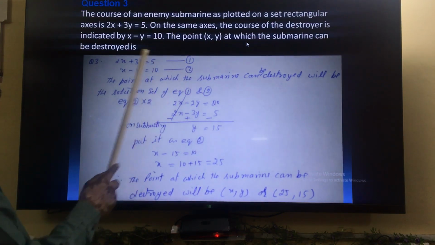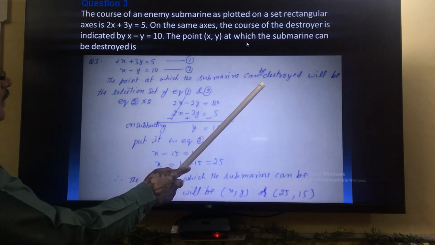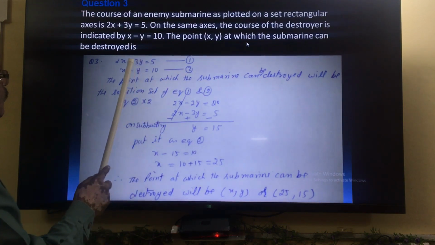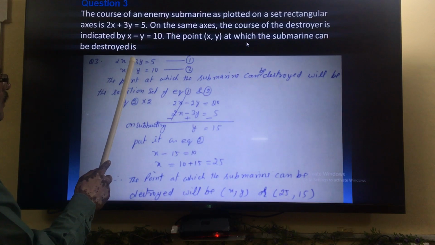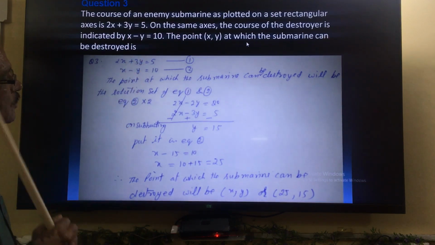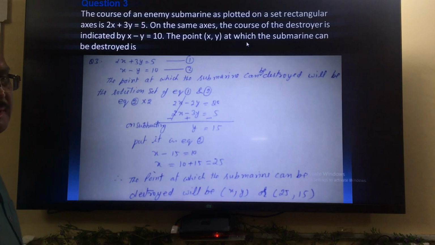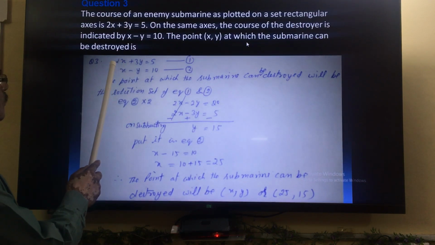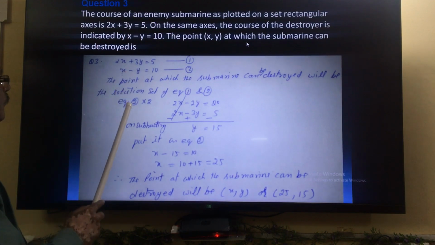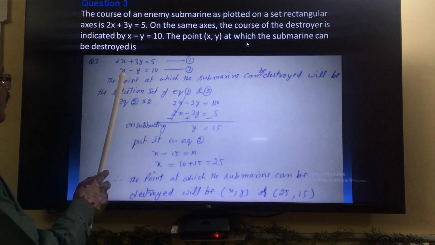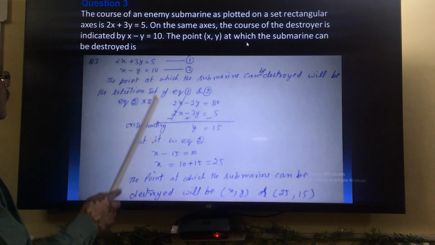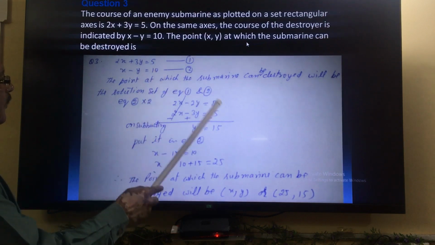Now the point at which the submarine can be destroyed will be the solution set of equations 1 and 2. So we will try to find the solution set of equations 1 and 2. To solve these two equations, we will use elimination by equating the coefficient method. We will make the coefficient of x equal. Here the coefficient of x is 2, so we will multiply equation number 2 by 2. So it will be 2x minus 2y equals 2 times 10, that is 20. And below this we will write the first equation, 2x plus 3y equals 5.